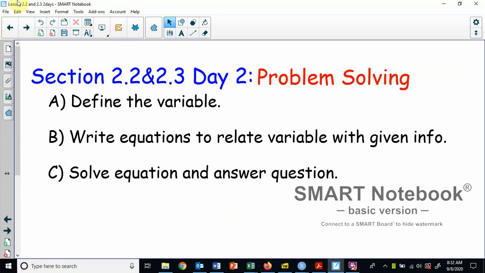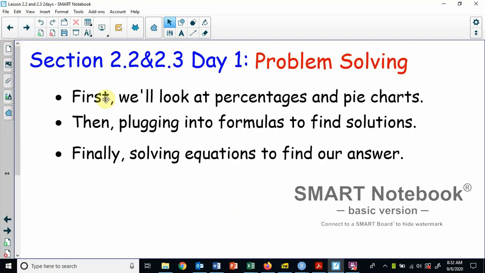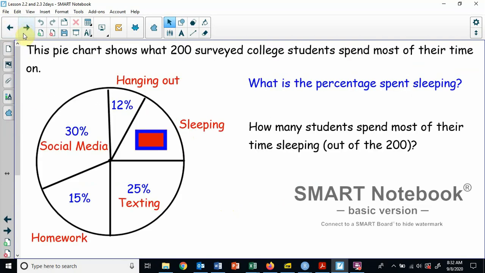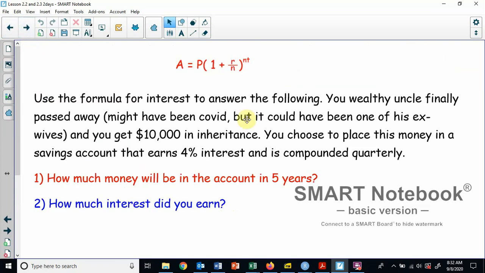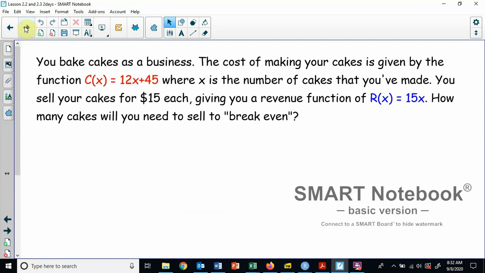So last class we did part 1 of our problem solving. That was the fake word problems, where you didn't have to create a formula to solve them. We were giving you formulas, or you had to understand. We did some percentage problems, and then we just plugged into the interest formula, and similarly used the calories formula, which will be given to you. You don't have to memorize that one. And then the revenue break-even function stuff, where we had to solve.